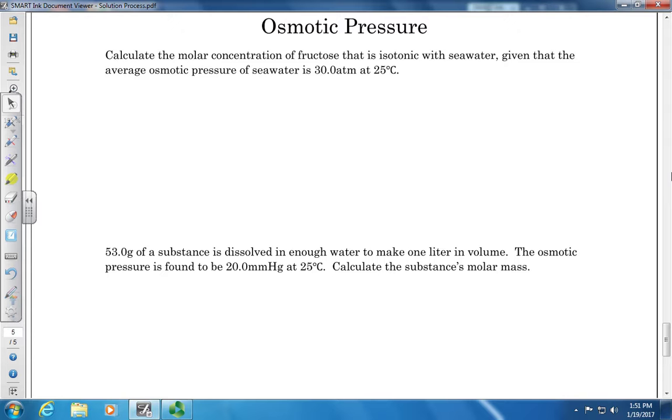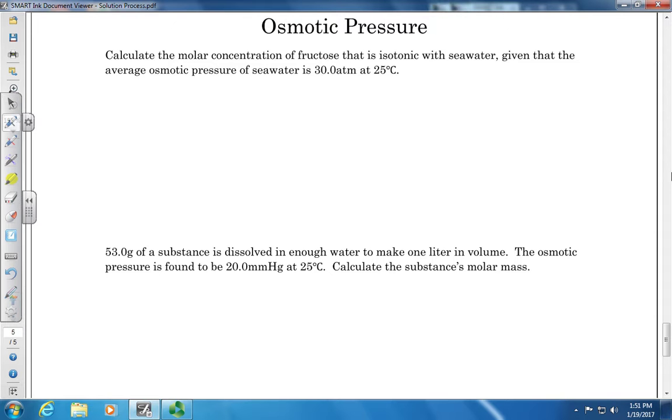At osmotic pressure. So let's start with the first problem. We have three problems that work through with osmotic pressure, each dealing with osmotic pressure. We're asked to calculate the molar concentration of fructose that is isotonic with seawater, given that the average osmotic pressure of seawater is 30 atmospheres at 25 degrees Celsius. This is very, very straightforward.